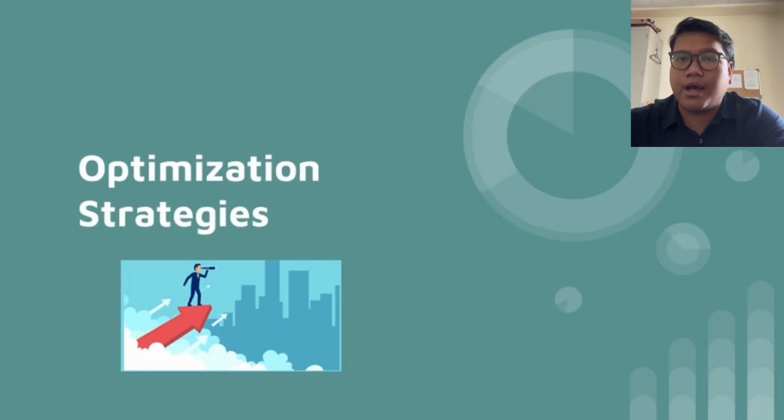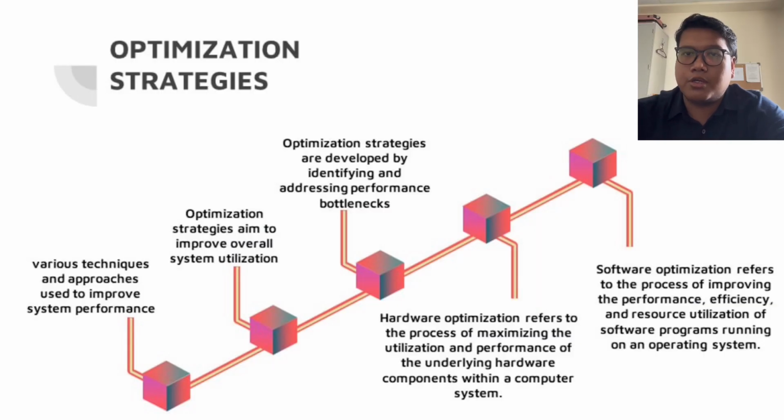Hi again, so I will be discussing the optimization strategies to solve the performance bottlenecks that have been identified and mentioned just now. Alright, optimization strategy refers to techniques and approaches to improve system performance. These techniques and approaches could be different based on the computer system requirement. Optimization strategies aim to improve overall system utilization, which helps maximize the efficient use of system resources. This makes optimization a crucial aspect in ensuring system efficiency.